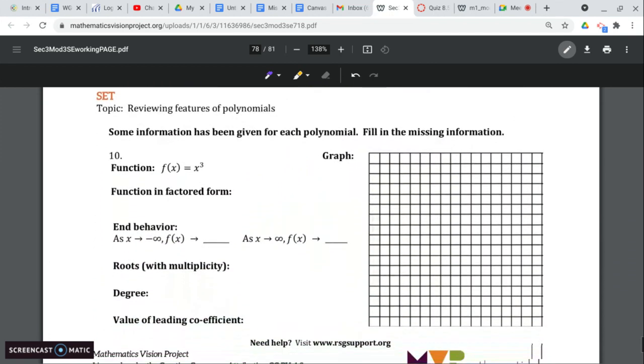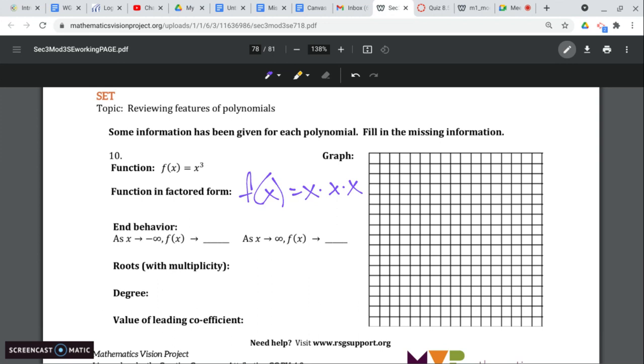All right. For the next section we're looking at here, we are reviewing features of polynomials. Polynomials is your key word for this lesson. So we have the function x cubed. The function in factored form would just be f of x equals x times x times x. The end behavior, so it might help to take and have it graphed before we do the end behavior.